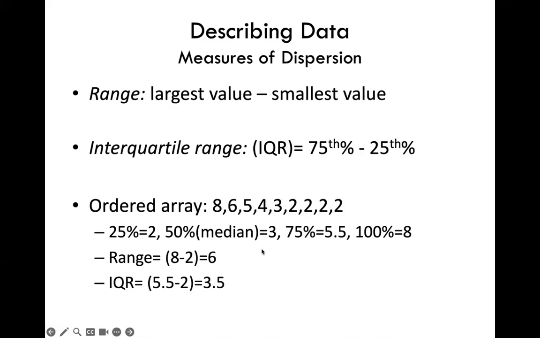Okay, so for our ordered array again, we can report that the 25th percentile was 2, the 50th percentile, which is the median, was 3, the 75th percentile was 5.5, and the 100th percentile was 8. The full range is 2 to 8, or the difference between them being 6, and the IQR is 2 to 5.5, and the difference between them is 3.5. Okay, so if these data were skewed, and we were to report the median, we would also report this IQR.